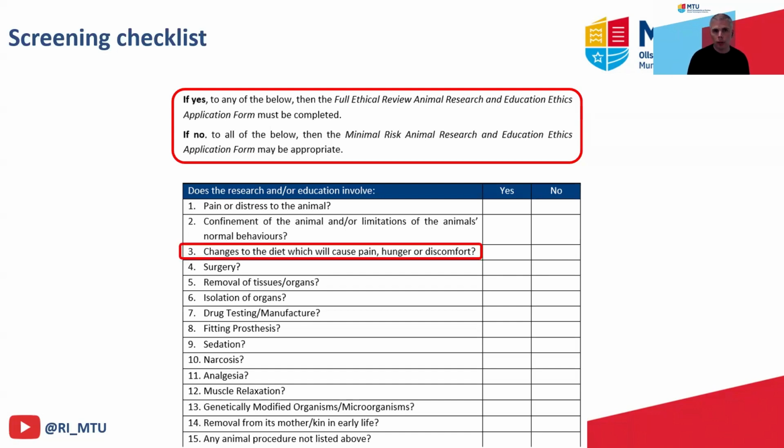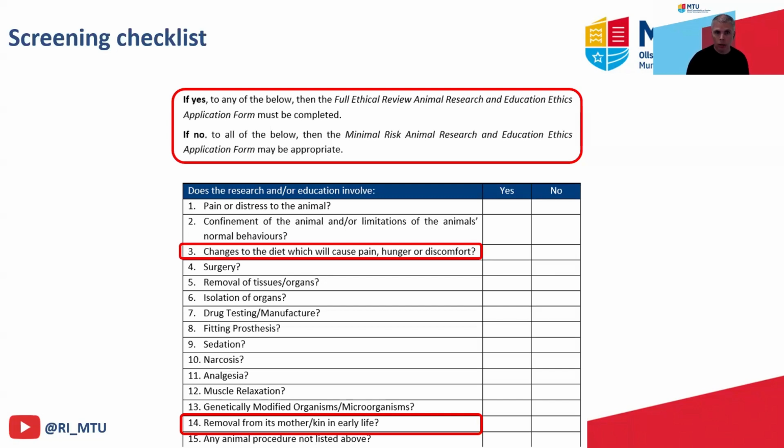I won't mention them all. You're able to read them yourselves, but just to flag a couple. So if there are changes to the diet of the animal which may cause pain, hunger, or discomfort, that would be full ethical review. And just to mention one more, if you're looking at taking the animal from its mother or its kin in early life, that would require full ethical review as well. I didn't pick those two because they're the most prevalent that we have in the university or anything like that.